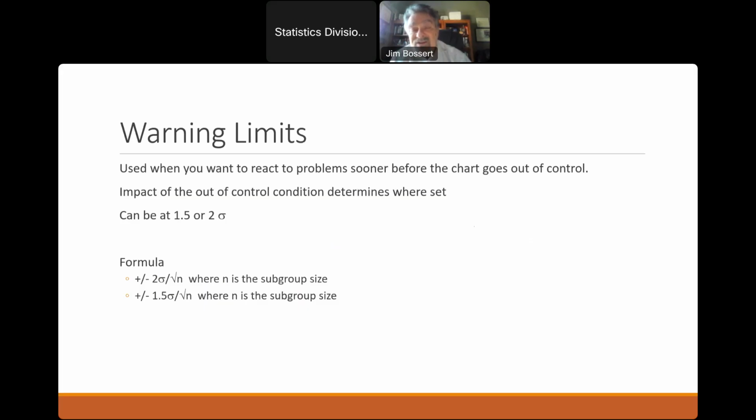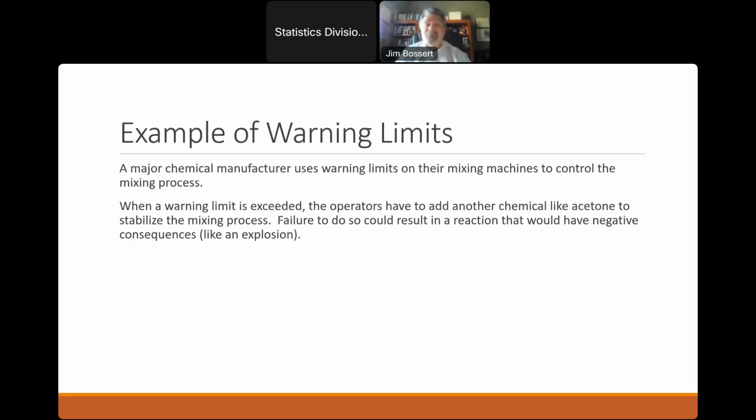So a lot of times what you tend to find is warning limits are usually set at plus or minus 2 standard deviations. In this case, I've got a chemical manufacturer, and they're mixing chemicals. And when they mix chemicals, you've got to be very careful. So they take samples on a regular basis, and whenever the sample crosses the warning limit for their sample size, they have to add some more chemicals in to stabilize it.